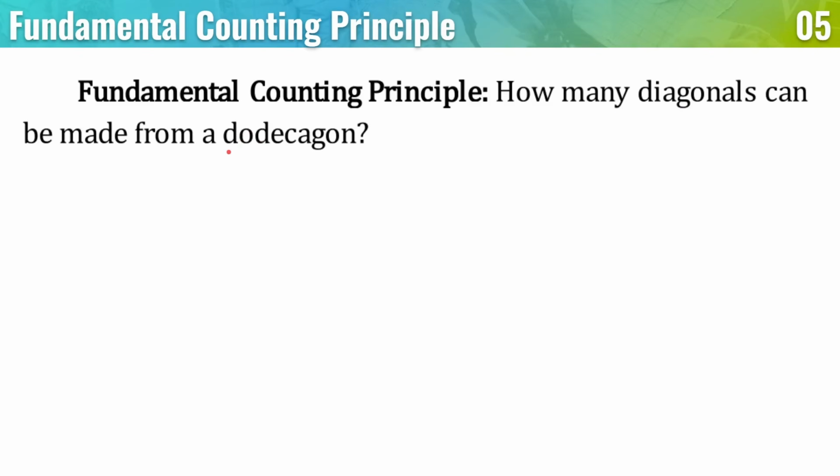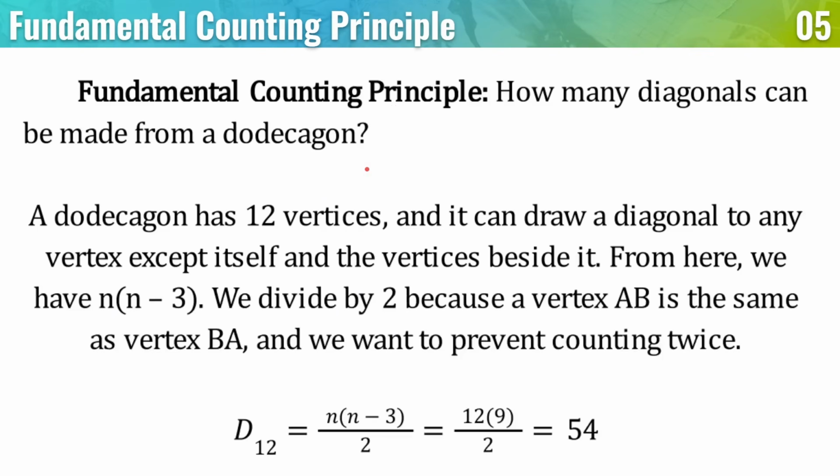So the pattern we need to see now is that this is a dodecagon. It has 12 sides. So we shouldn't assume that there are 12 diagonals. Instead, let's use the fundamental counting principle. A dodecagon has 12 vertices, and each can draw a diagonal to any vertex except itself and the vertices beside it. From here, we have n for every vertex, and n minus 3. So this is the part in the diagonal formula. Then we divide by 2, because diagonal AB is the same as diagonal BA.